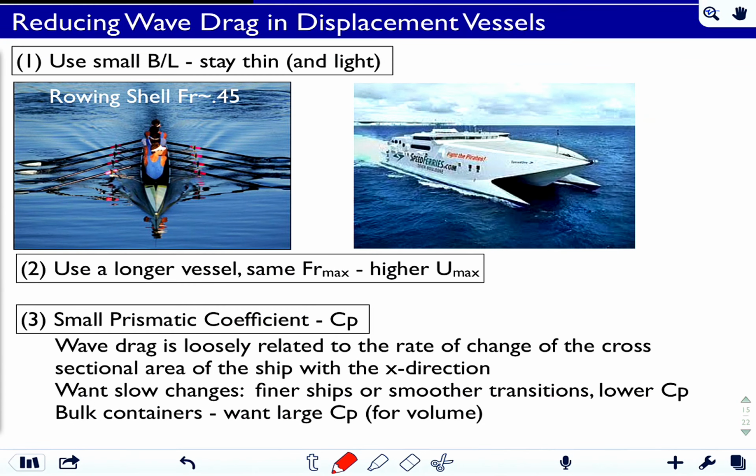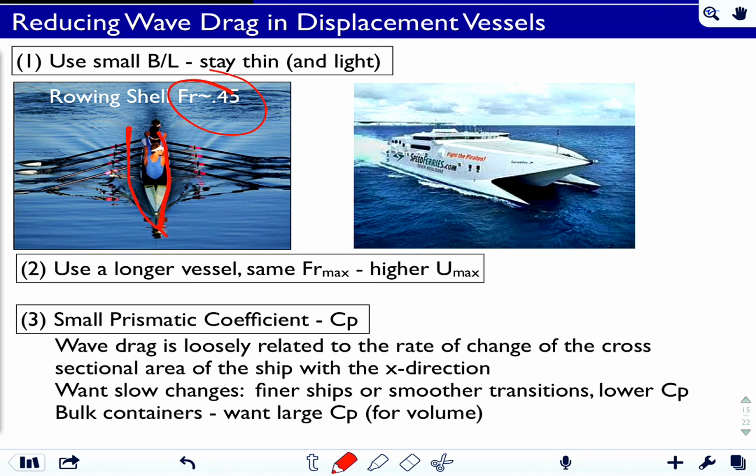In order to keep wave drag low, there's a couple advantages. You can use very long, skinny objects, like a rowing shell. It moves at a pretty high Froude number, but it's still fairly dominated by friction drag, even at a high Froude number, because it is so slender. The key to keeping waves low is making things skinny.